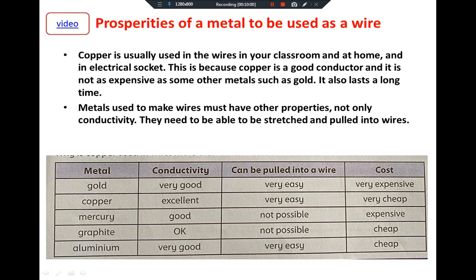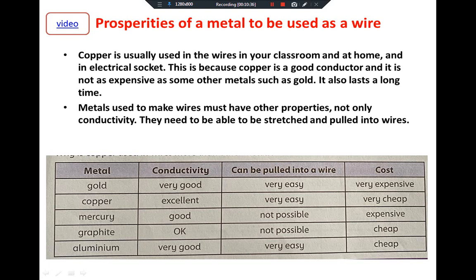As you can see in the table in front of you, we have gold, copper, mercury, graphite, and aluminium. We have conductivity, how they are sending electrical current from the source to the place that we want. For instance, we have gold. That's a very good conductor. It's very easy to stretch or pull, but the problem is it's very expensive. That's why we don't use gold for that purpose.